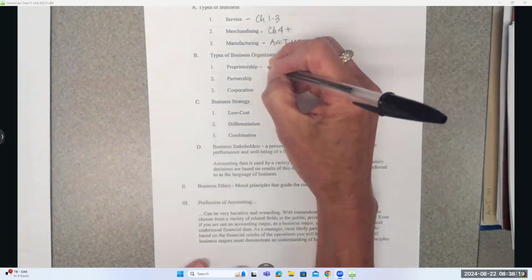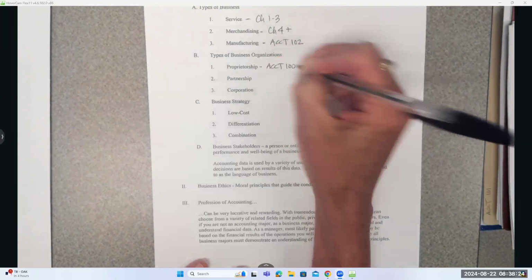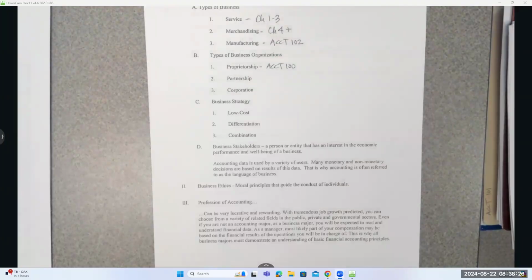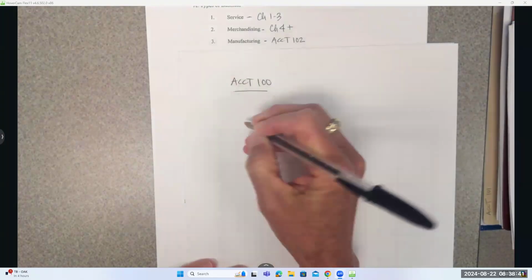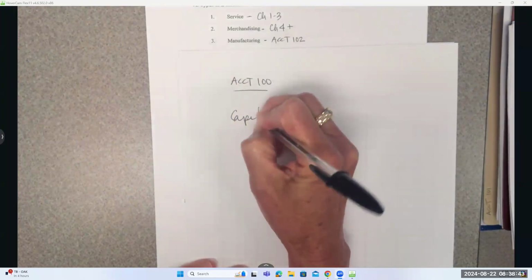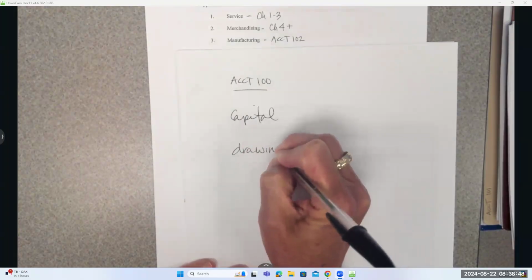So in Accounting 100, this is what we did. A proprietorship or sole proprietor means it is one owner. And if you remember, our equity account for a proprietor, the proprietor was the owner's name, capital, and the owner's name, drawing. Right? So in Accounting 100, we had the capital account and the drawing account.